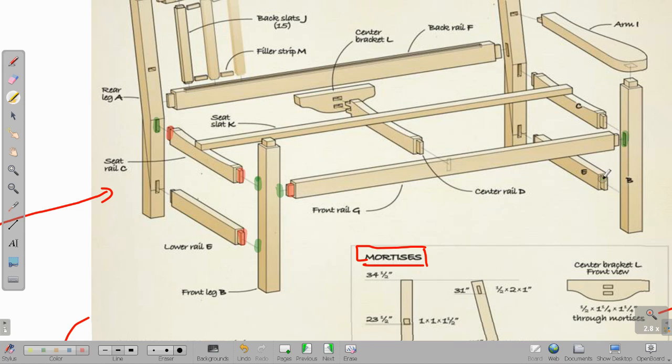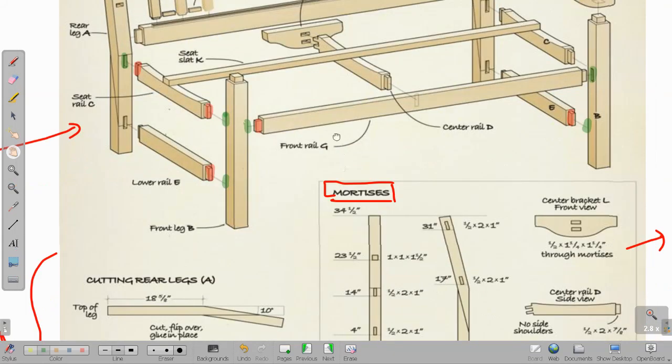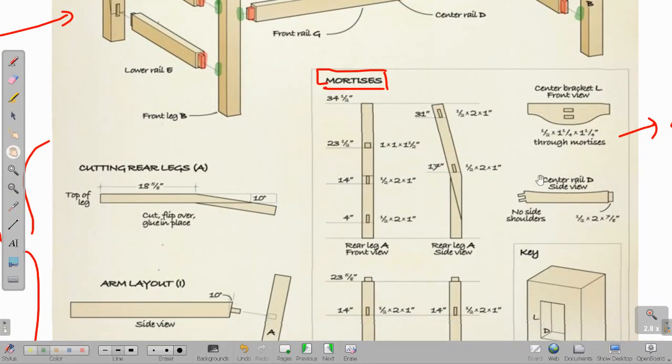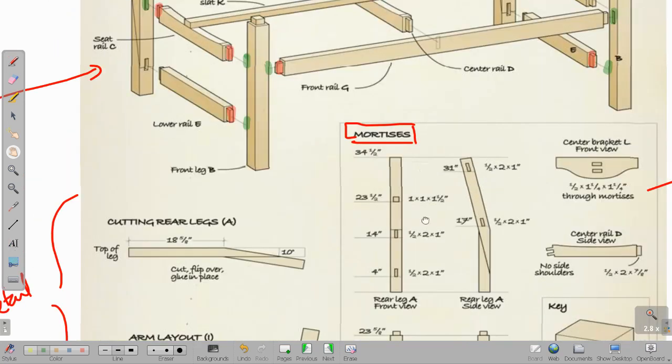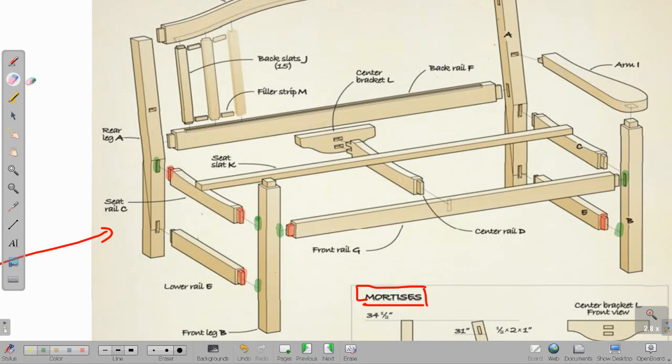For this particular tenon, there should be a hole. So that's what it is. That's the whole idea of this mortise and tenon. Some of the dimensions are given here, a little bit of detailed stuff. Okay, so that's fine.